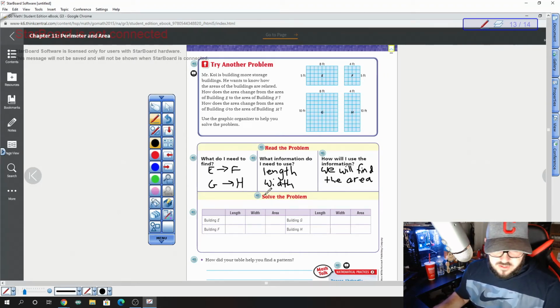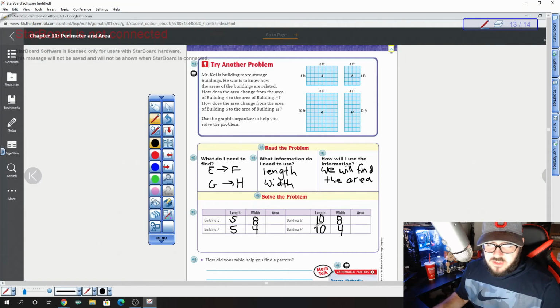So let's go ahead and fill in our chart. Building E has a length of 5 and a width of 8. Building F has a length of 5. Remember, 5 is going up, and a width of 4. Building G has a length of 10 and a width of 8. And building H has a length of 10. So notice again the lengths are staying the same for E and F and G and H, but the width is changing for building H.